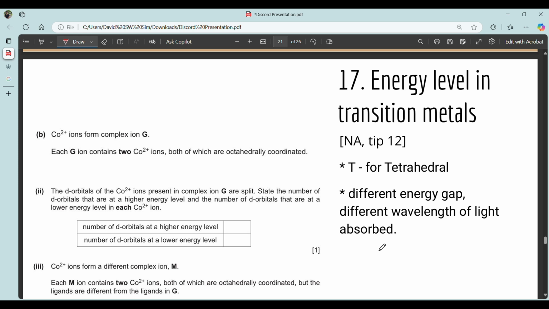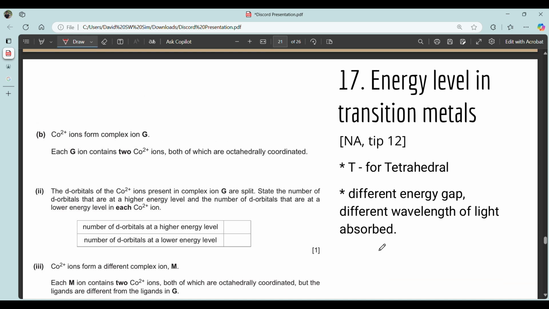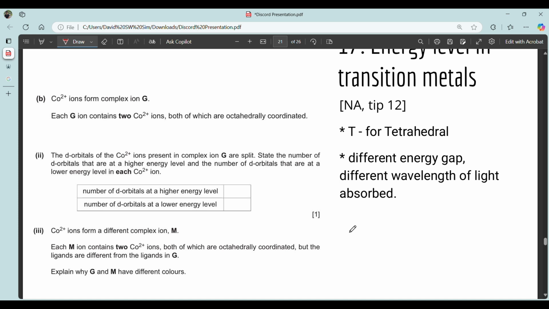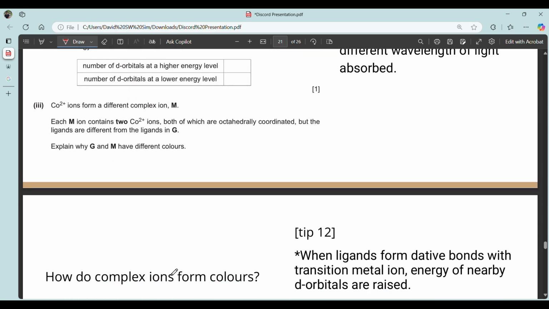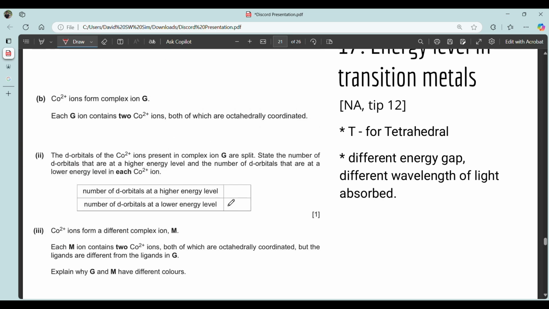Okay, so for transition metals, I'm going to go into three things, which are number one, the splitting of d orbitals, number two, how you get different colors, and number three, explaining how complex ions form colors.